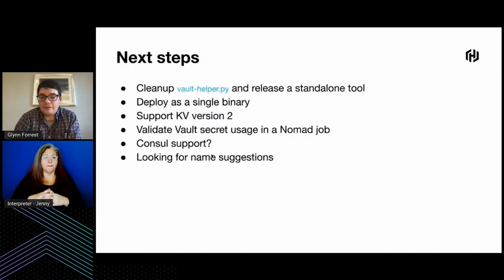And finally, if we can do Vault secret support, why not Consul key value support as well? We could enforce the structure of key values in Consul. I've also noticed that if you're running a Nomad job, it might be nice to know in advance if the Nomad job is correctly referencing secrets with a particular schema. So I'm looking for name suggestions. I'm looking for a good name to call this Vault helper script if it supports Consul and Nomad.